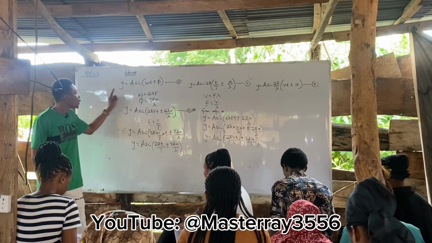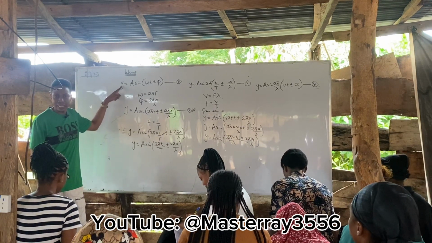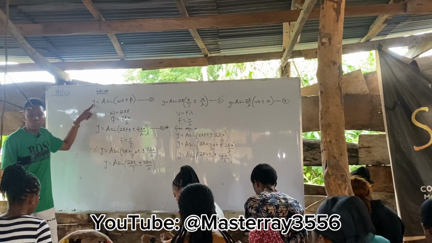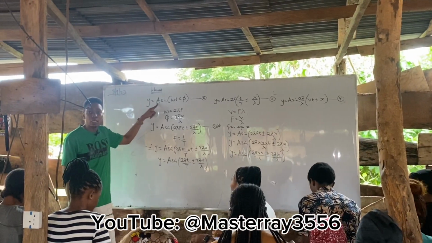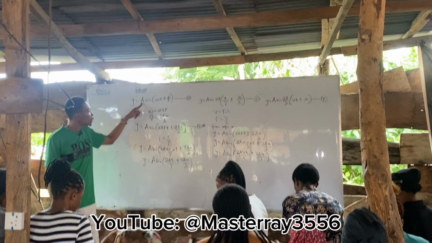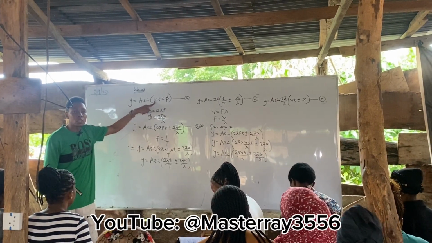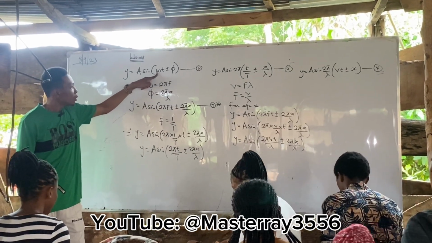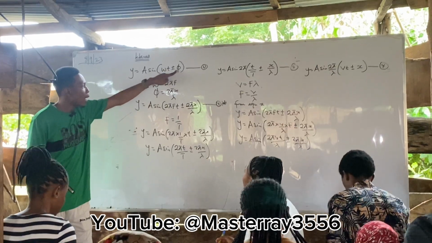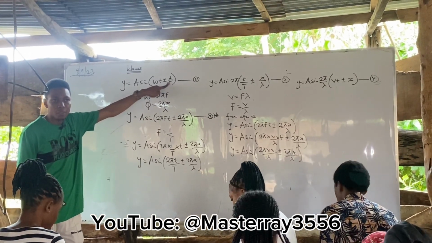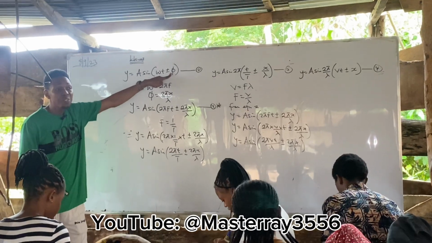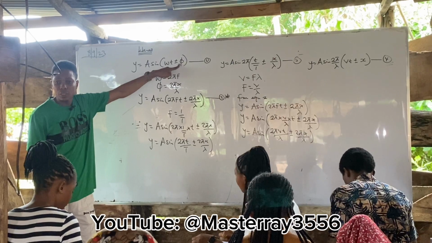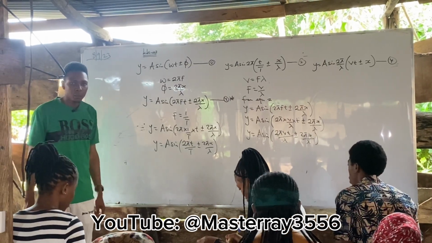Y represents displacement. A represents amplitude. W represents angular speed. T represents time. And phi represents phase difference, or you can also call it phase angle. Alright, we will pass with that.